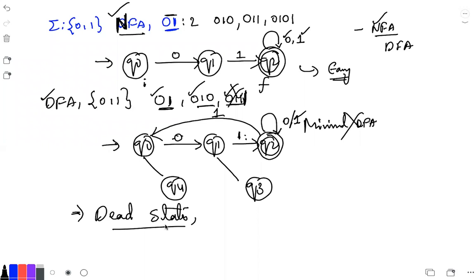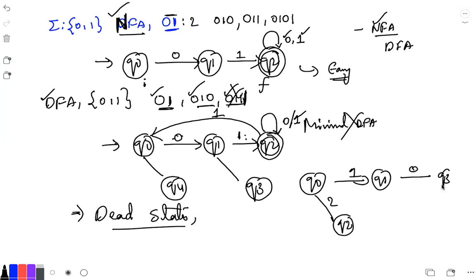So all of you know the basic dead state. It is a state from which we cannot come back. Okay. So Q0 on 1 is Q1. Let's say Q0 on 2 is Q2. So on 0 it is Q3, the final state. Okay. So see, in this example, Q2 is called a dead state. We can only reach the state, but we cannot come out of it. There is no path from Q2 to any other state in the DFA. So such a state is called a dead state.